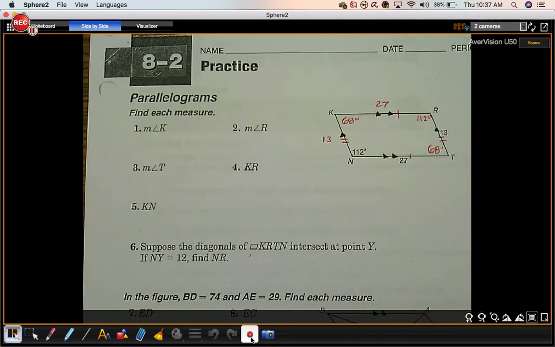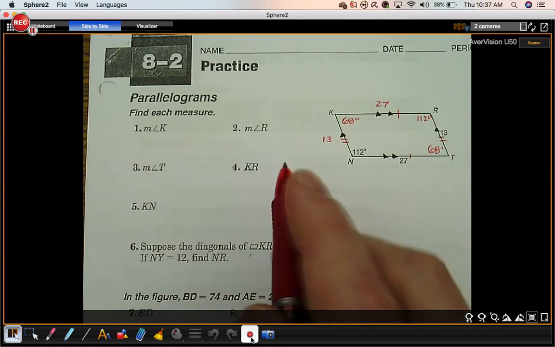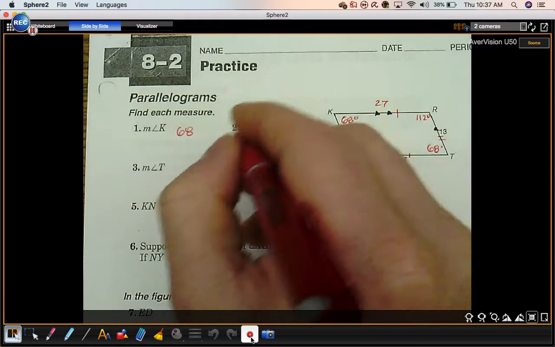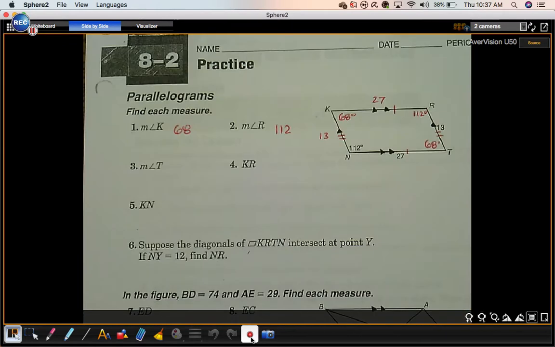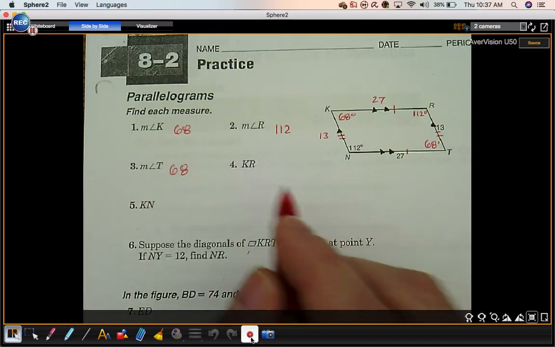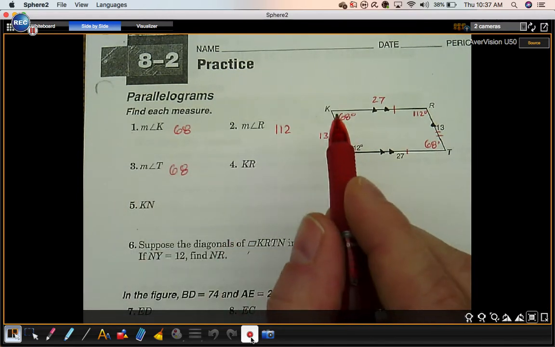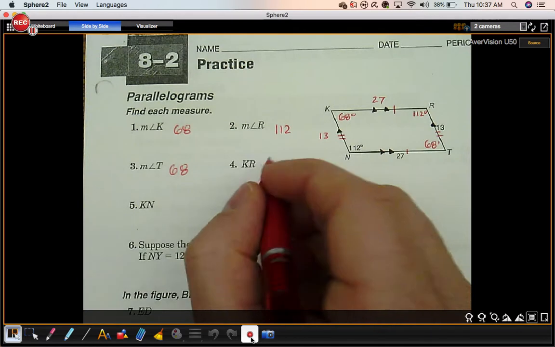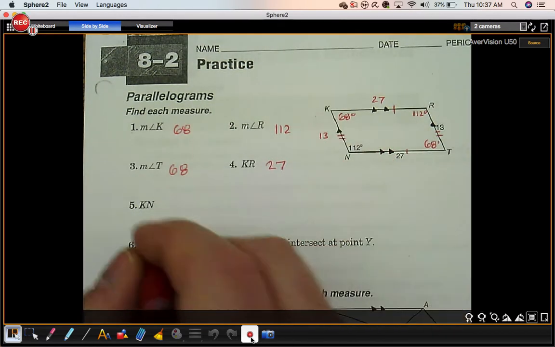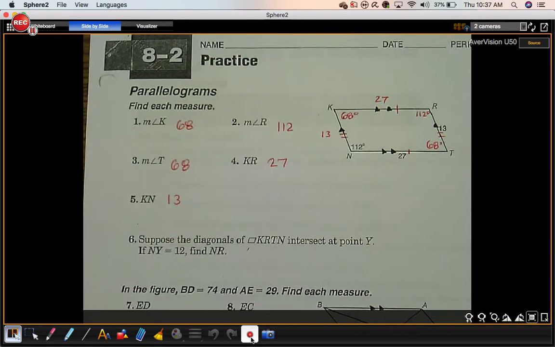You could just answer the question now. What's the measure of angle K? 68. What's the measure of angle R? 112. What's the measure of angle T? 68. What's the measure of segment KR? How long is it? 27. How long is segment KN? 13.